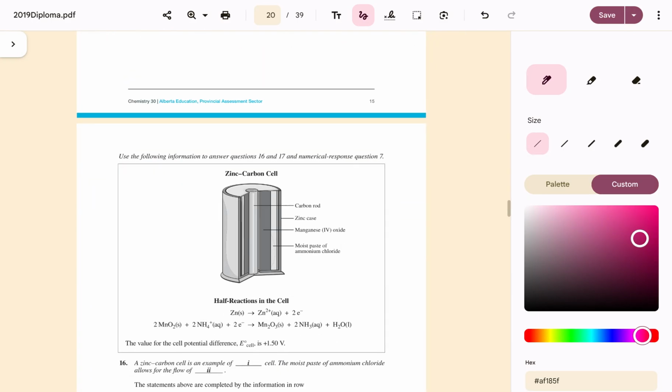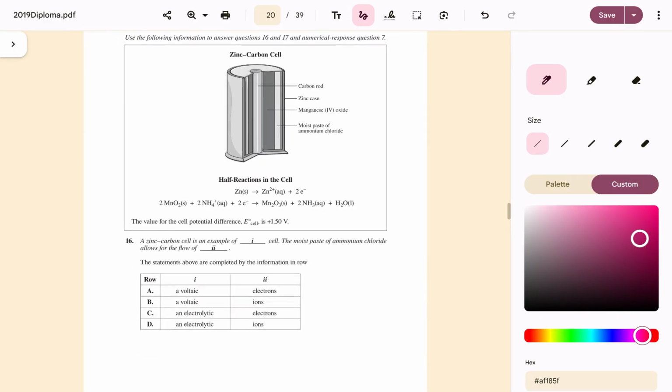Okay, so keep going here. Okay, so now we have some information about a zinc carbon cell. And this first one, without doing much work, we can see that you have a positive cell potential. Positive cell potentials mean you have a voltaic cell. And then based on this one, having this moist salt paste, that is like a salt bridge. And when it's asking about the flow, salt bridges do not have that flow of electrons. They allow for flow of ions because electrons flow from the anode to the cathode via the wire, not the salt bridge. So this one, your answer is B.